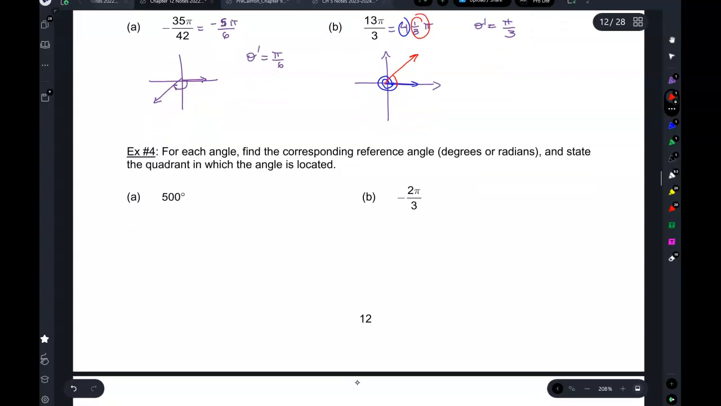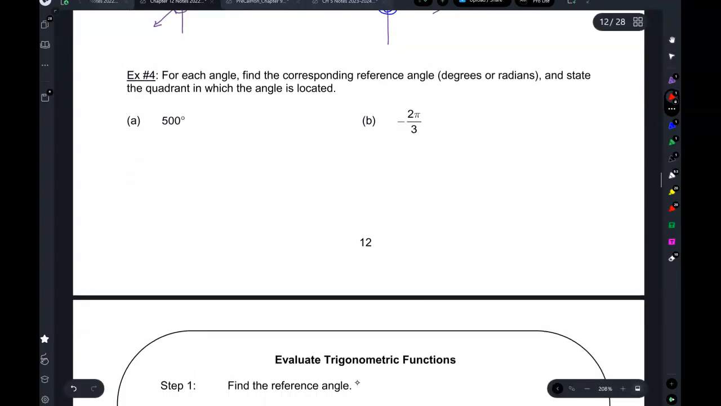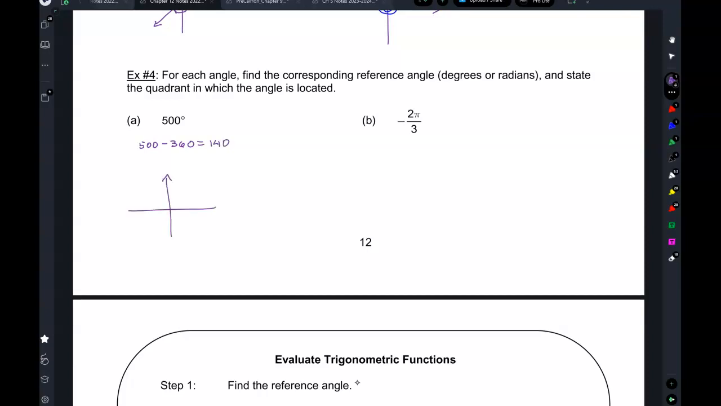For each angle, find the corresponding reference angle in degrees and radians and state the quadrant in which the angle is located. Okay, here we go. 500 degrees. So 500 minus 360, what is it these days? 140. So I start here, 360, and I have to go another 140. We are in quadrant 2.